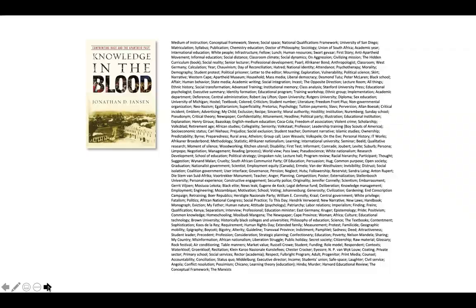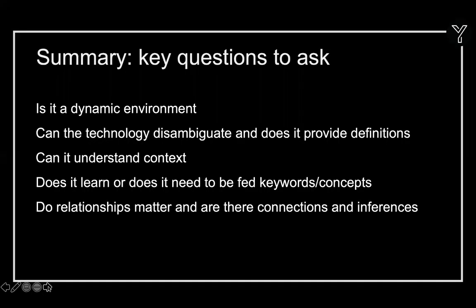I just wanted to leave you with a few thoughts on the key questions to ask if you're thinking about introducing AI or interested in exploring it. The first thing is, is it a dynamic environment? Content is always changing and the outside world is always changing, and being able to relate items of content to other things, understanding those relationships and making sure things are constantly up to date as language and terms evolve is really important.